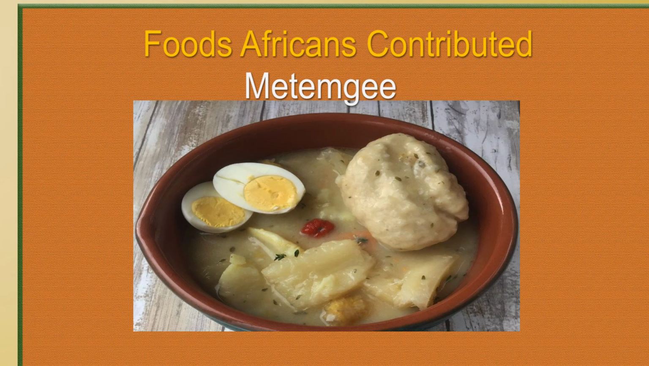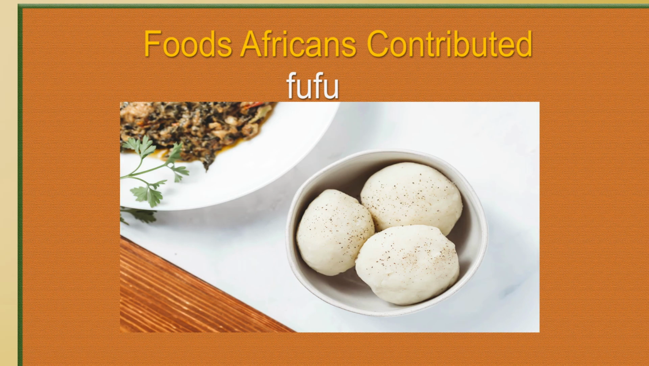Another meal that was contributed by the Africans is metemgee. Metemgee is a Guyanese Creole stew of mixed meat, saltfish, and dumplings with coconut milk, cassava, yam, plantains, okra, onions, thyme, and hot pepper sauce. Yum, delicious. They also contributed fufu.